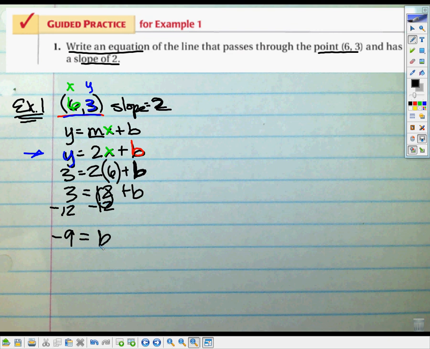Now realize we are not done yet, because the actual thing it says to do is to write the equation of the line. So the equation of the line still needs to get written as y equals something times x, and put the y-intercept in as well. And we have the slope right here, so we get y equals 2x. We have the y-intercept right there. That becomes minus 9 there. So that is now our equation as far as our answer for example 1.